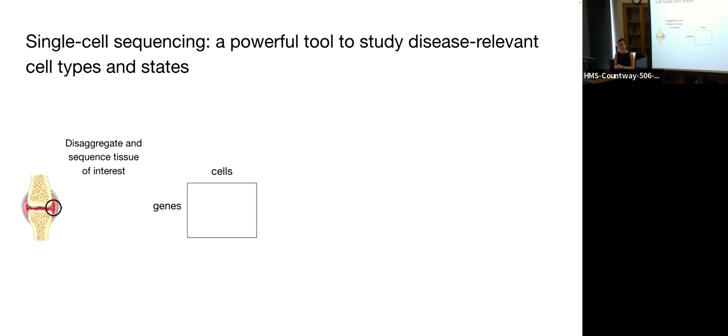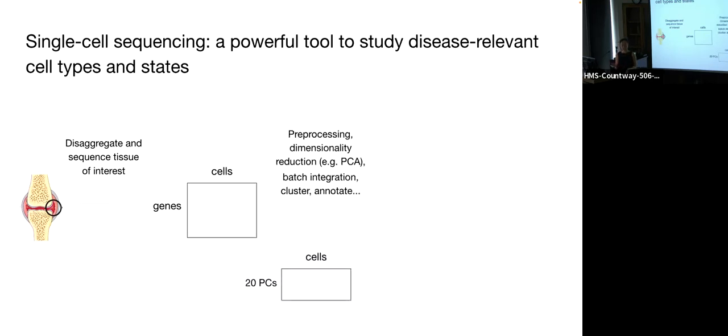And the resulting data usually takes the form of this matrix, with dimensions genes by cells, where each element of the matrix is the number of RNA transcripts detected for that gene in that cell.